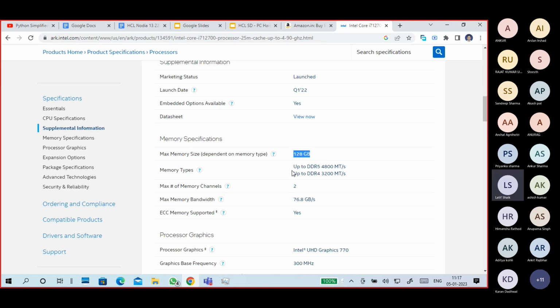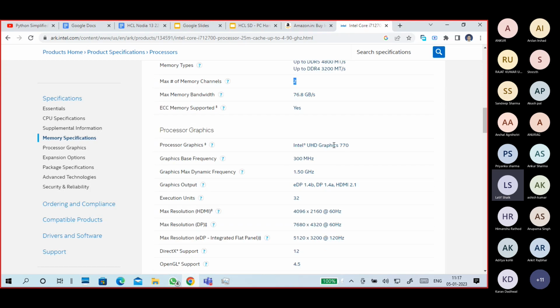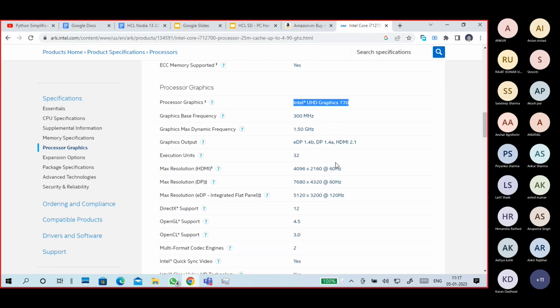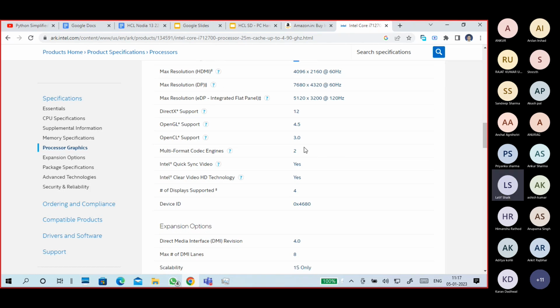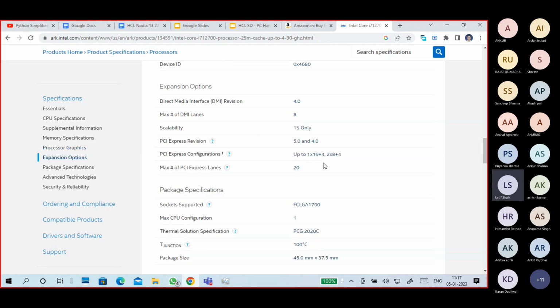Okay, and what type of RAM, DDR4 or DDR5, we can use. Either two DDR4 RAMs or two DDR5 RAMs, maximum. Maximum 2 RAM support. And integrated graphics: this has integrated graphics with UHD Graphics 770. Okay, and other details you can see. OpenCL support, DirectX support is 12. Display resolution support for HDMI is 4K type.